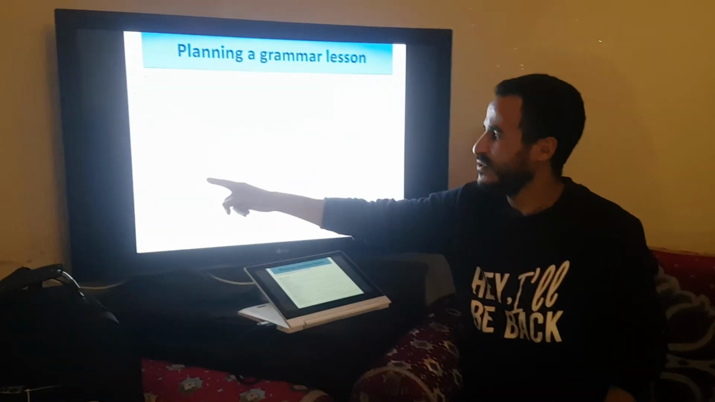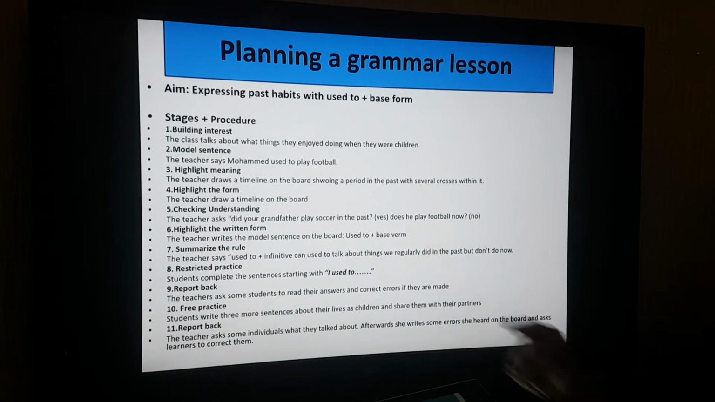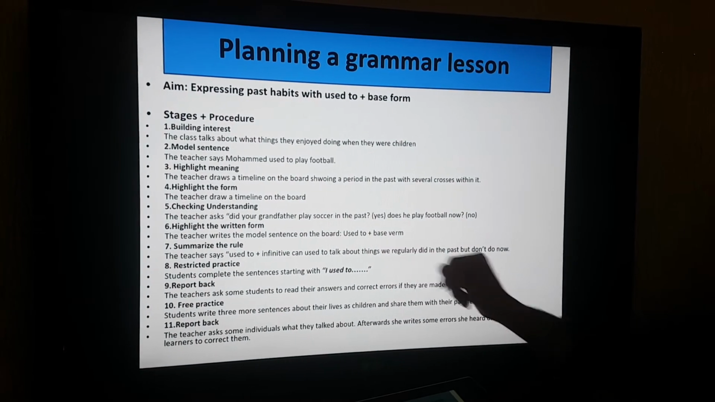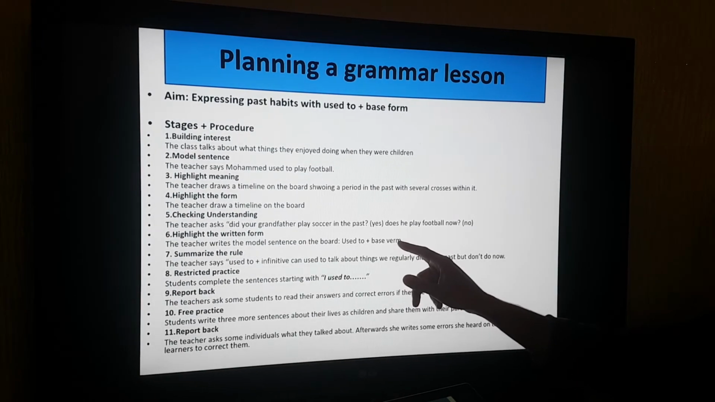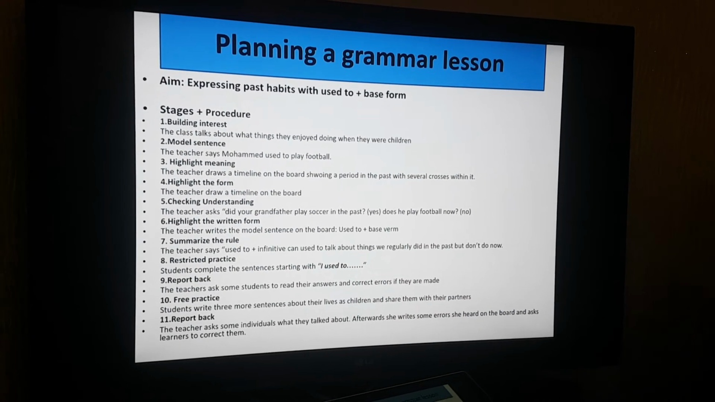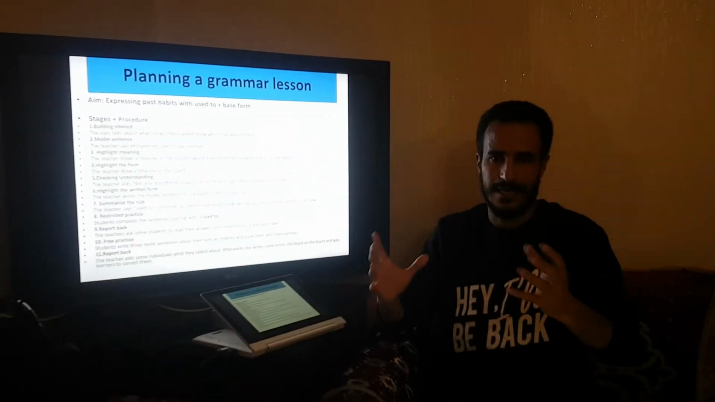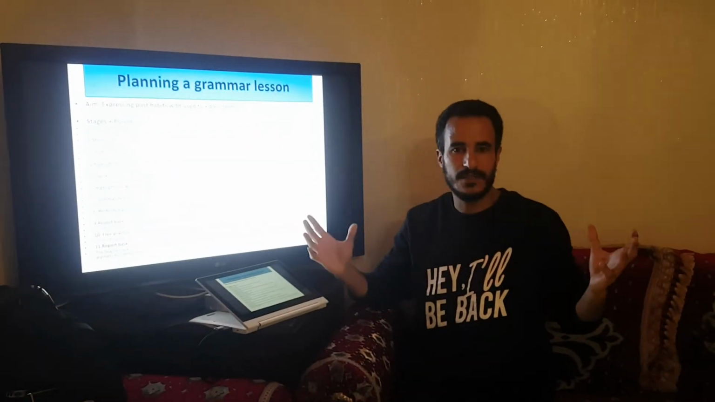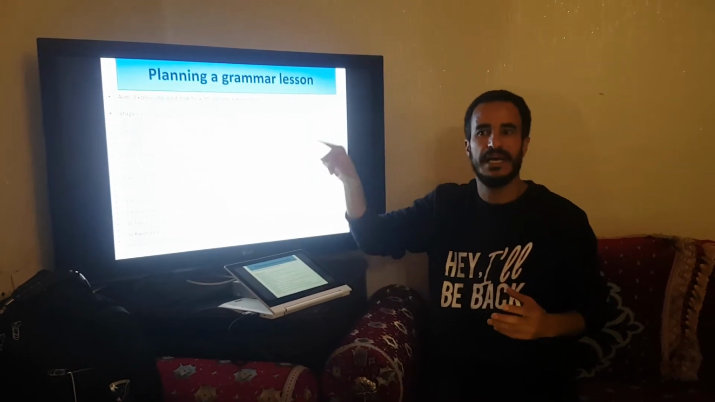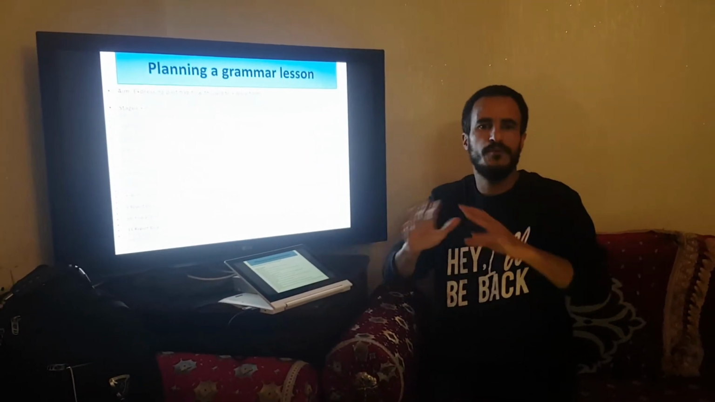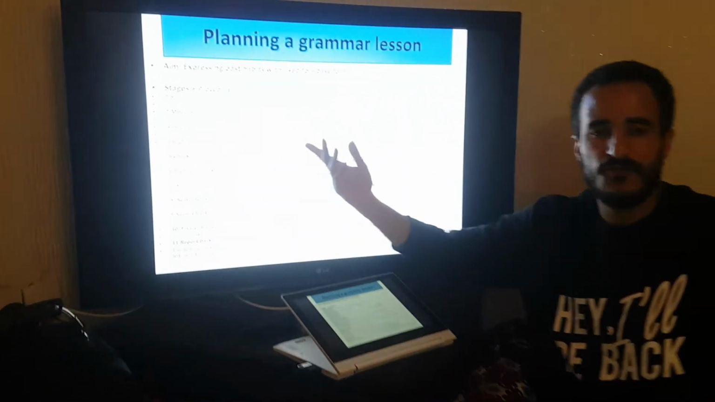Etc. Number six, highlight the written form. The teacher writes the model sentence on the board: used to plus base verb. Number seven, summarize the rule. You generate the rule with the whole class. So when we talk about past habits, what do we have? Subject, I, plus used to, good, plus base form. What do we mean by base form? No change of the verb. Excellent.